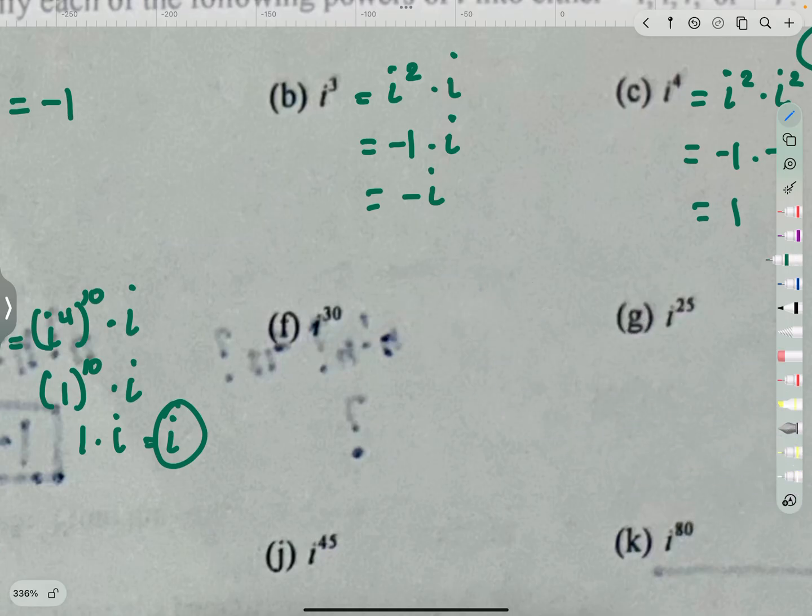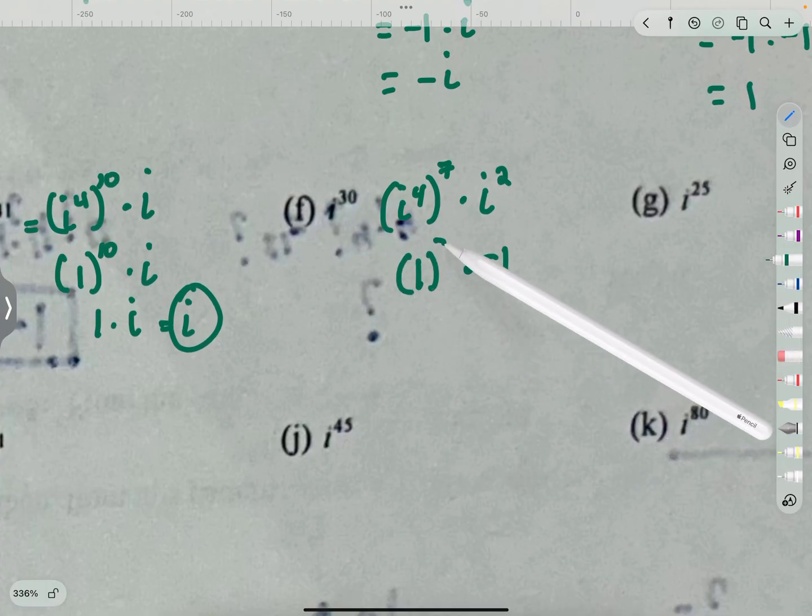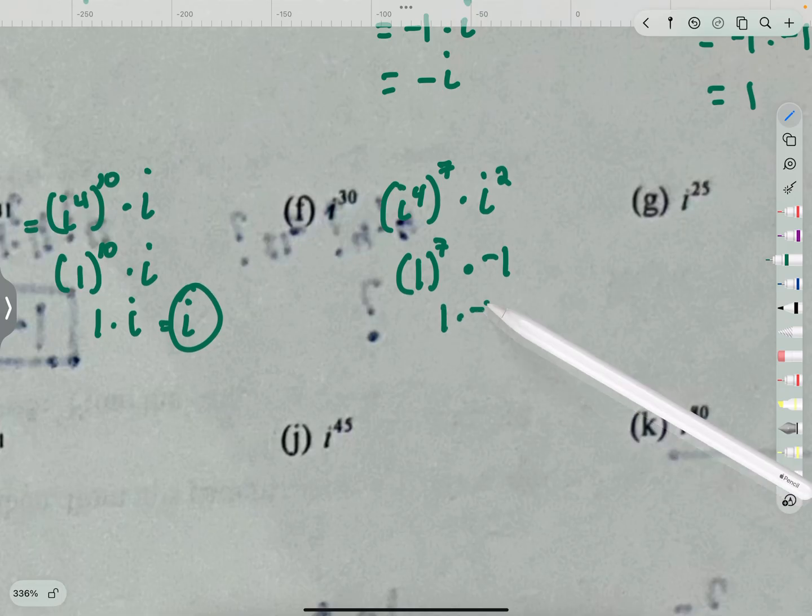Okay. I could use an i to the fourth and say, well, 4 goes into 30 7 times. That's only 28. So I'd need it still times another 2 i's or i squared. That wouldn't be too bad because i squared is negative 1, and i to the fourth is just 1. So it'd be a 1 times negative 1, which comes out to negative 1. So that's one option for doing it.